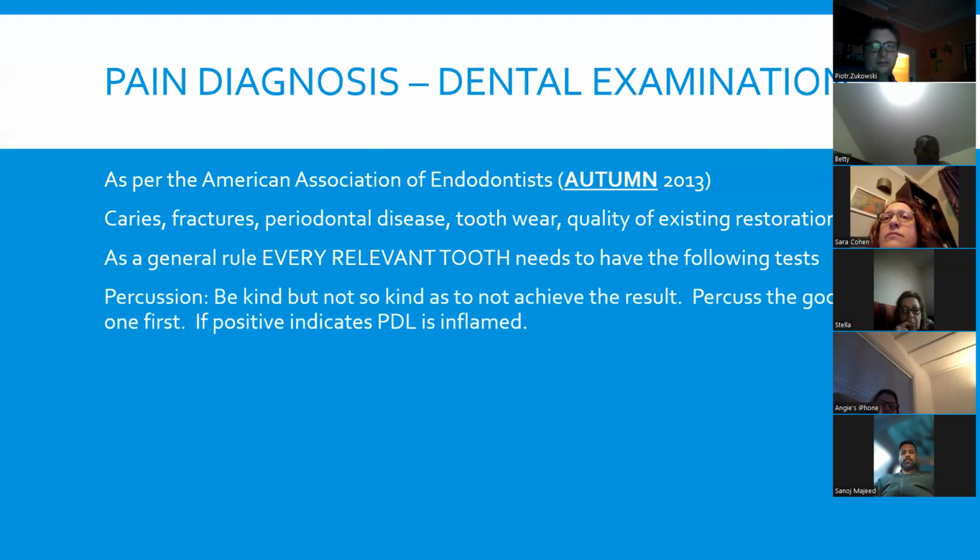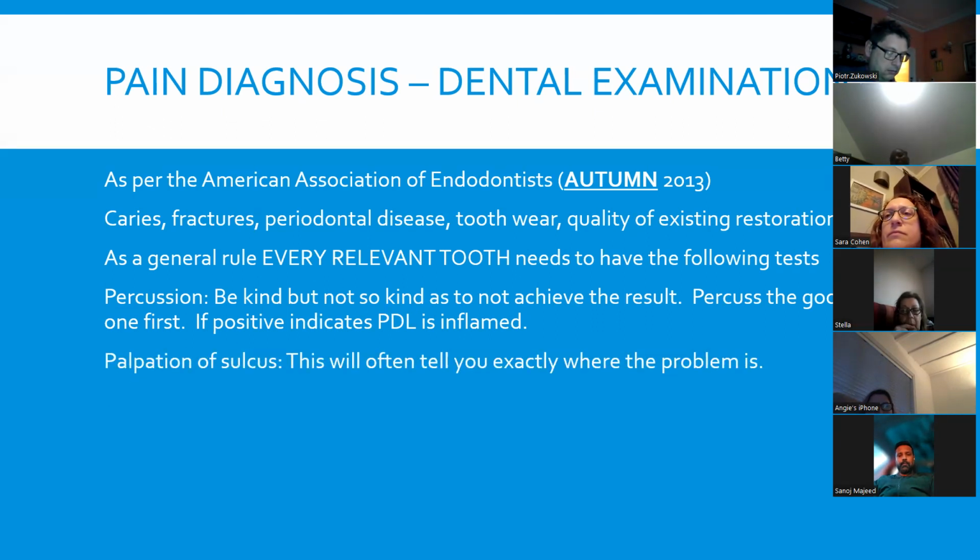We need to percuss the tooth. We're talking about a patient who's got some sort of endodontic problem, toothache. We've got to be kind to them. Don't whack it too hard, but you've got to achieve the result. There's no point getting too soft and not getting anywhere. I would tend to percuss the good one first because that shouldn't hurt. If you get a positive result on percussion, it tends to mean that the periodontal ligament is inflamed.